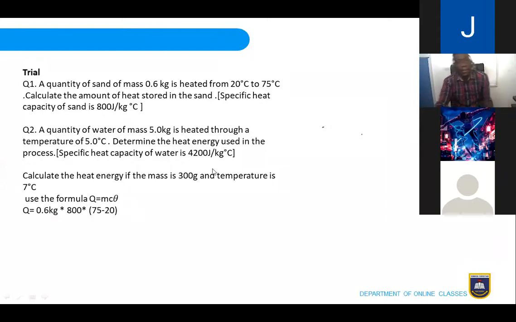When we meet next time, we are going to talk about sensible heat and latent heat, and look at how to calculate the sensible heat and how to calculate the latent heat. We'll look at the two types of latent heat: the latent heat of fusion and the latent heat of vaporization. So that's what we are going to do next time. Make sure you read ahead of time before we meet next week.